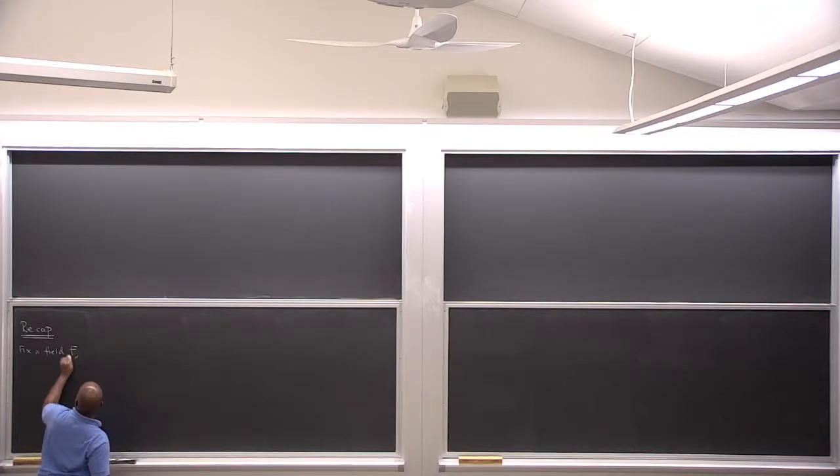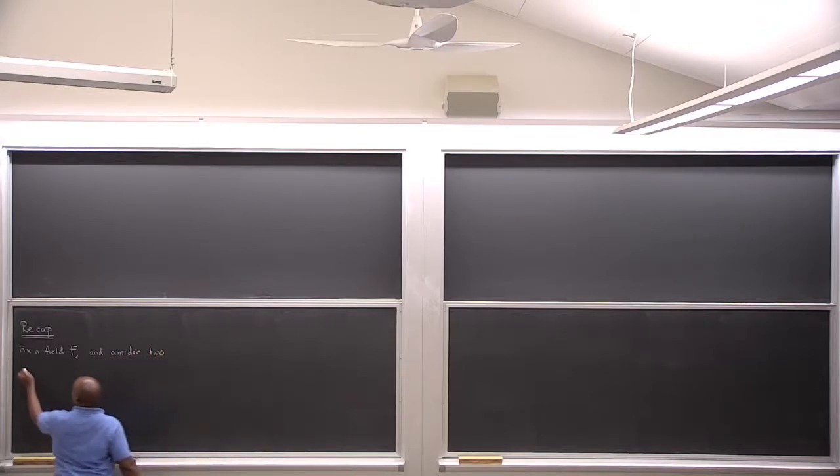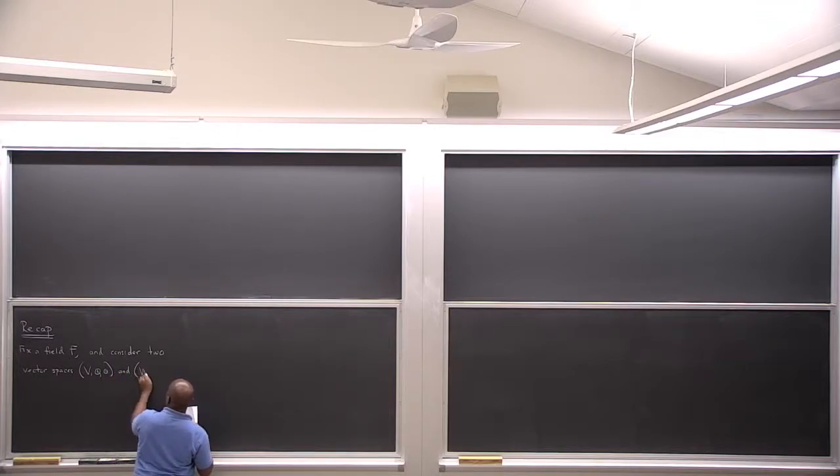So what we'll do here is fix a field F. And let's consider two vector spaces, which we'll write in terms of circles and squares.